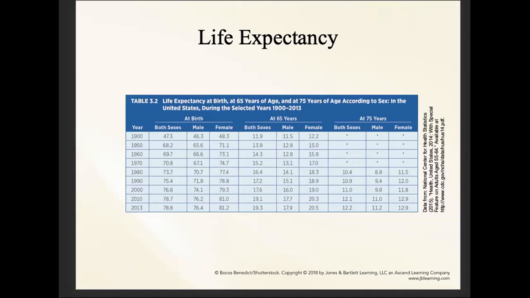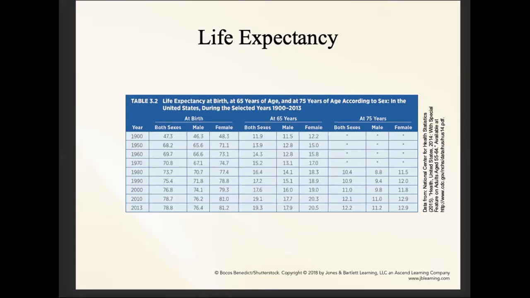81.2. Now we can also look at the life expectancy at 65 years. So if you've made it to 65 years of age, how much longer are you expected to live? In 2013, you were expected to live another 19.3 years on average. That's another 17.9 years for males and 20.5 years for females.